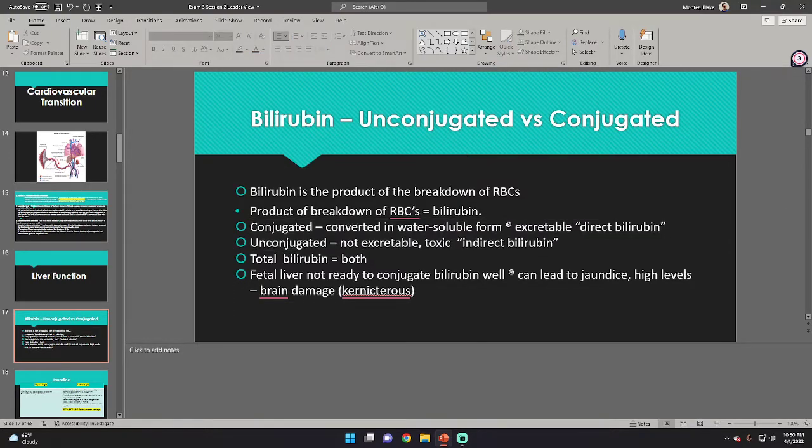Fetal liver is not ready to conjugate bilirubin well, so it can lead to what we call jaundice, which is high, and if it's really high levels, it could definitely lead to neuro damage, kernicterus. Okay.